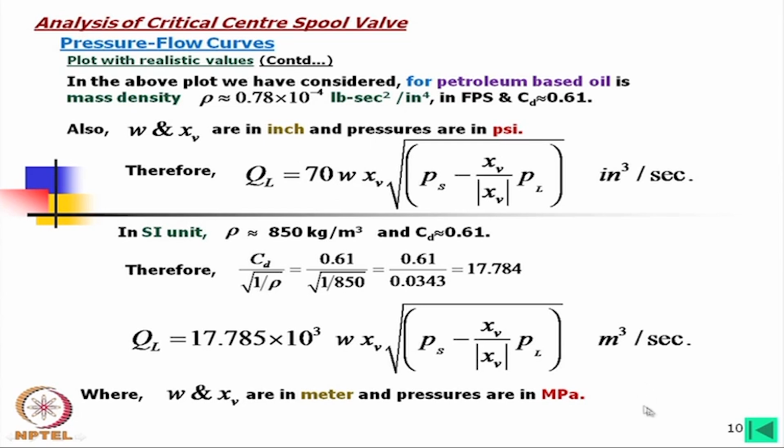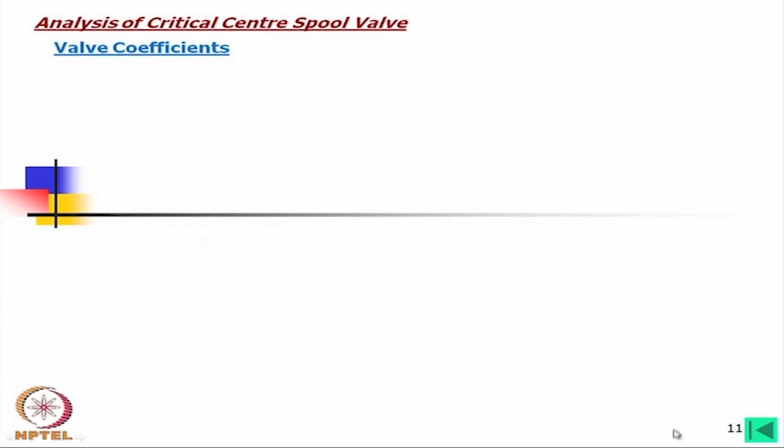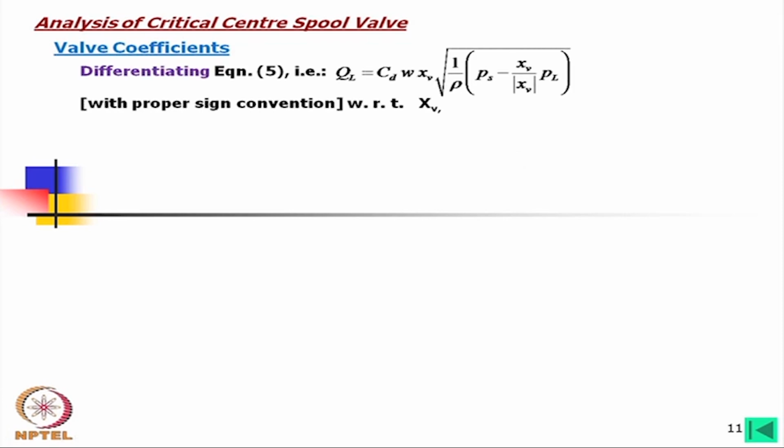But these are the realistic values. Those who deal with such valves usually directly use this formula instead of considering actual rho and CD etc. This will fit into the calculations. Now, we will find what the valve coefficients are.